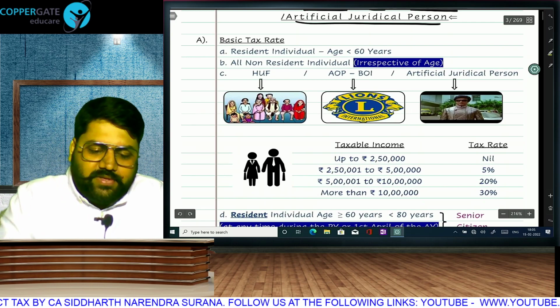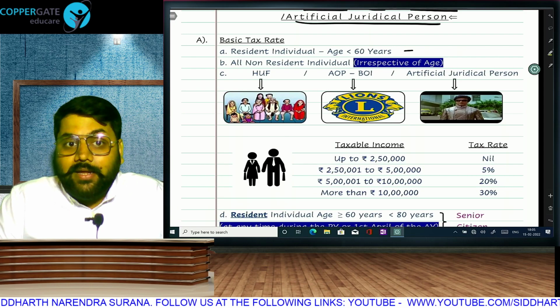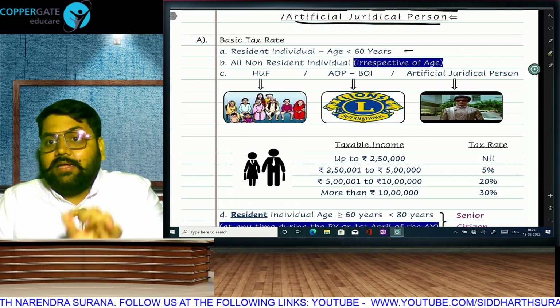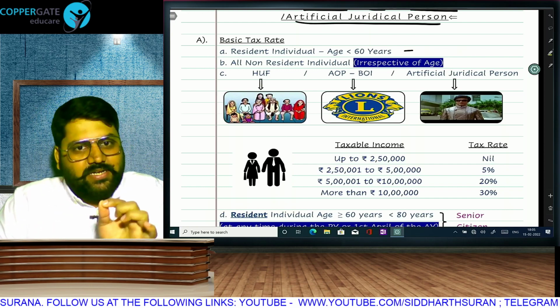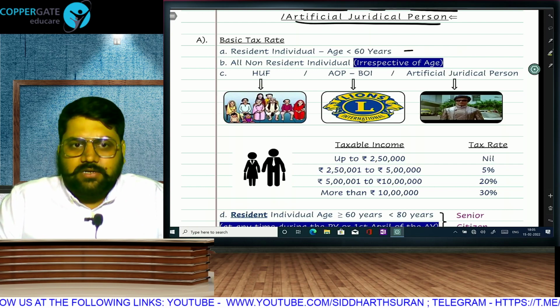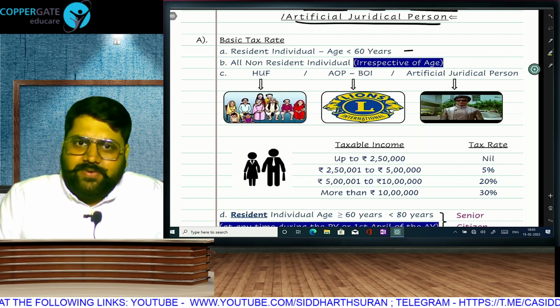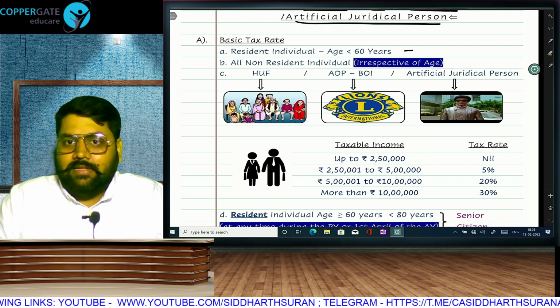First, we will start with an individual who is less than 60 years of age. Normal individual, because we are all aware that senior citizens, super senior citizens, that is people of the age 60 to 79, senior citizen, 80 and above, super senior citizen, for them separate tax rates have been prescribed. So this discussion is only about individual less than 60 years.